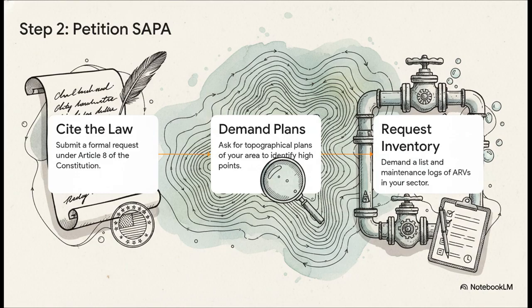Next, you're going to use your constitutional right of petition. You'll submit a formal, written request to SAPA, but don't just complain. Ask them for the topographical plans of your neighborhood and an inventory of all their air release valves and their maintenance records. You're putting the burden of proof back on them.